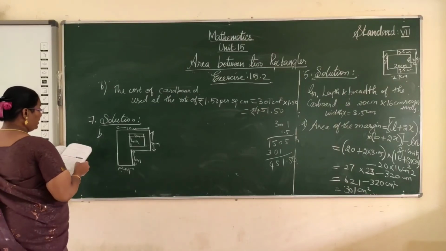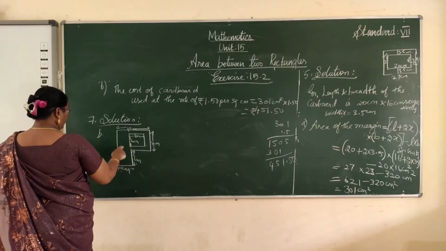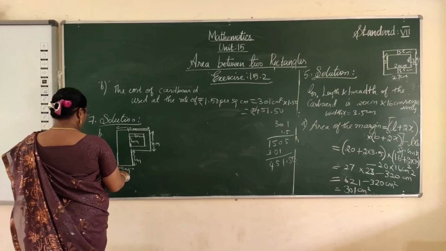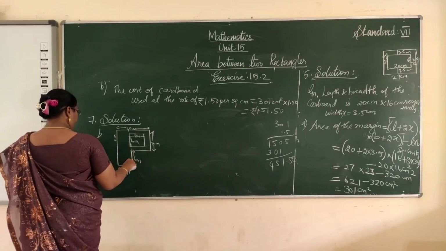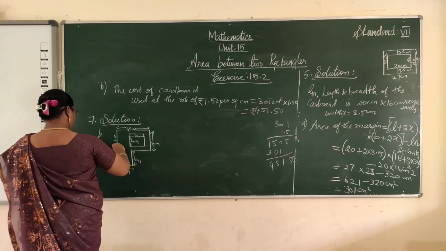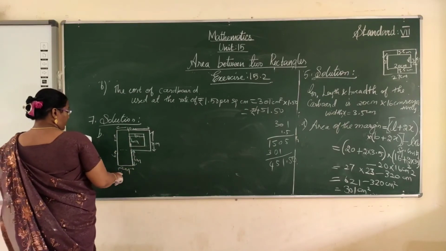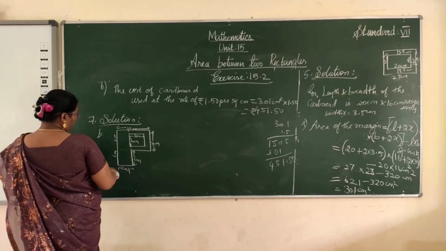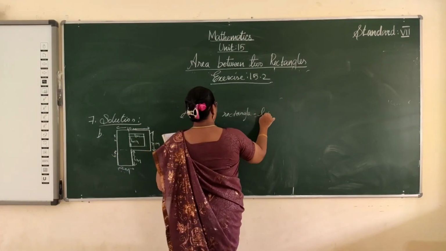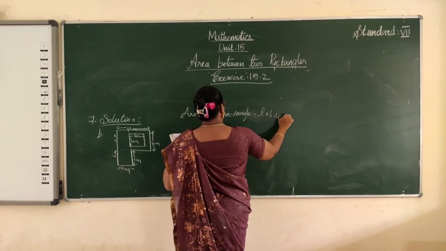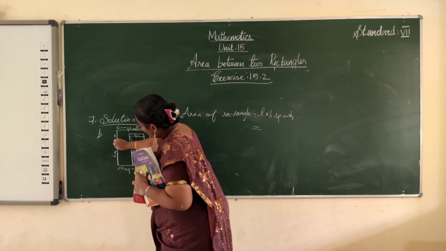So I have divided this. It's a rectangle. Okay, so opposite sides are equal in length. Here 8 centimeter, here 6 centimeter. So the side of the rectangle is 6 plus 8, 14. Area is L into B square units. So here length is 6 plus 8.